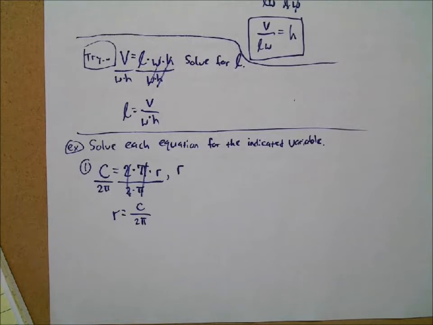R equals C over 2 pi, or like C over 2 pi equals R. Good question, right? So you can flip an equation around, it still means the same thing. So yep, that's still okay. Good question. All right, let's try another one.